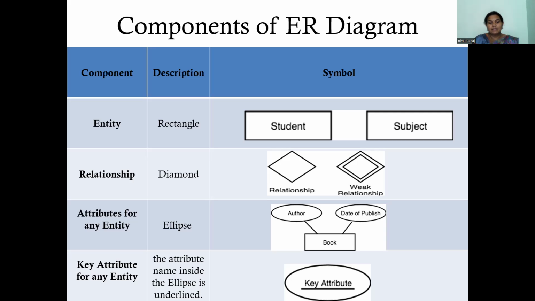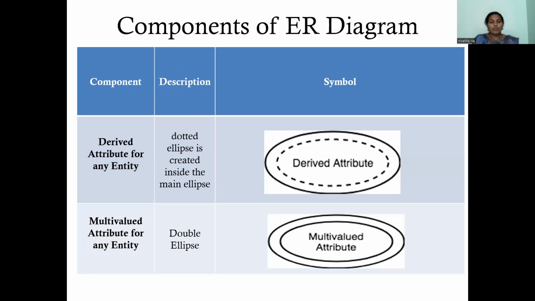See this example, book is an entity, and then author and date of publish are the attributes of that book entity. Okay, for a key attribute of an entity, the attribute name inside the ellipse is underlined, that is called a key attribute. And for the derived attribute, a dotted ellipse is created inside the main ellipse, that is a derived attribute. From the last example, age is mentioned by the dotted lines. Okay, a multi-valued attribute for an entity is a double ellipse.